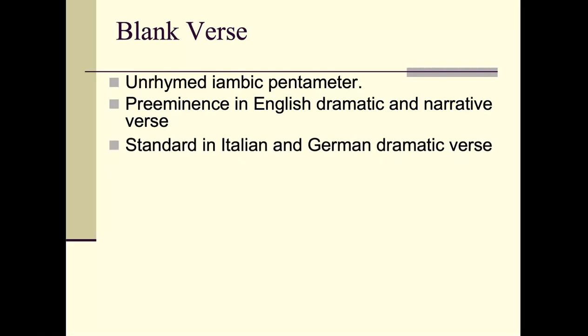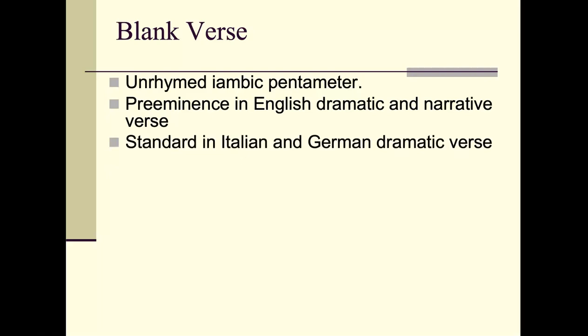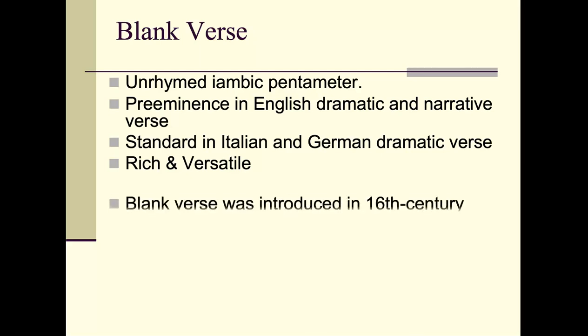It's also the standard form for dramatic verse in Italian and German. It's considered a very rich and versatile type of verse. It depends on the skill of the poet in the varying of the stresses and the position of the caesura, or the pause in each line, in catching the shifting tonal qualities and emotional overtones of the language, and in arranging lines into thought groups and paragraphs.